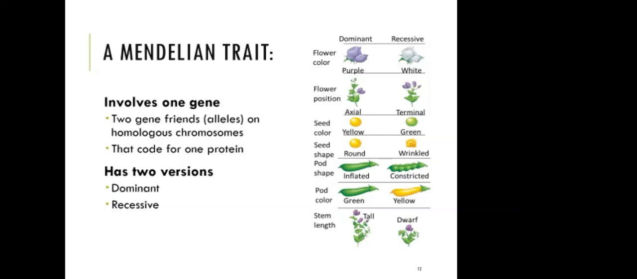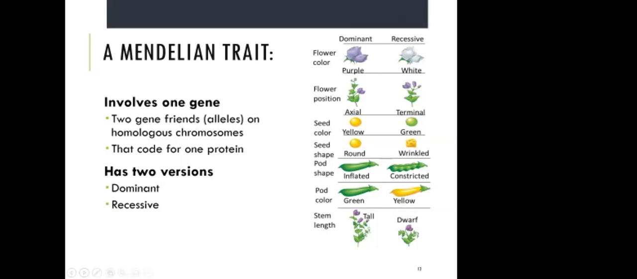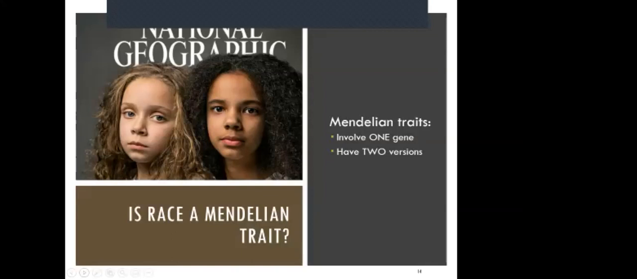Okay. Mendel, good? Okay. So Mendelian traits are going to have two versions. It's on or off, dominant, recessive, purple or white, yellow or green. Tall or short. So if a Mendelian trait involves one gene and has two versions, is race a Mendelian trait?